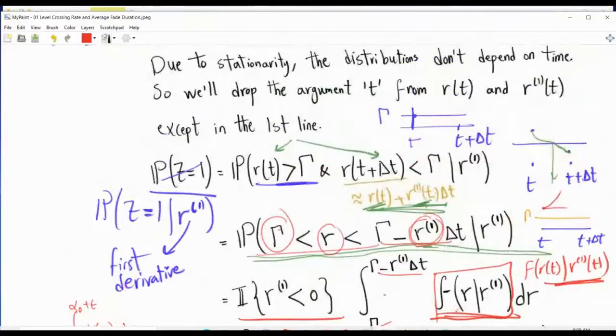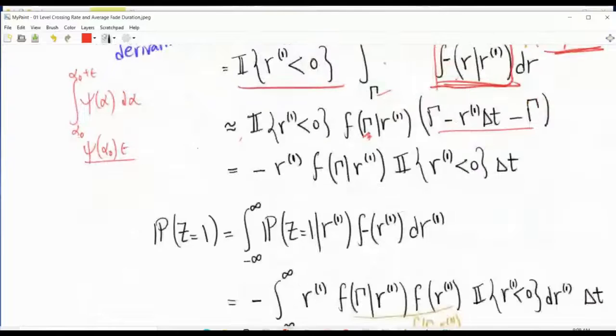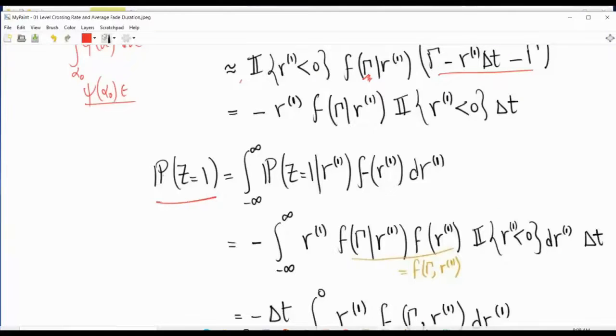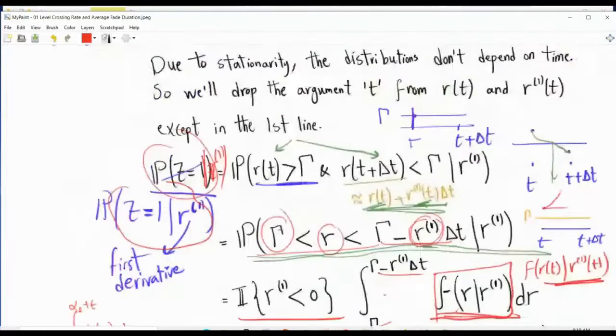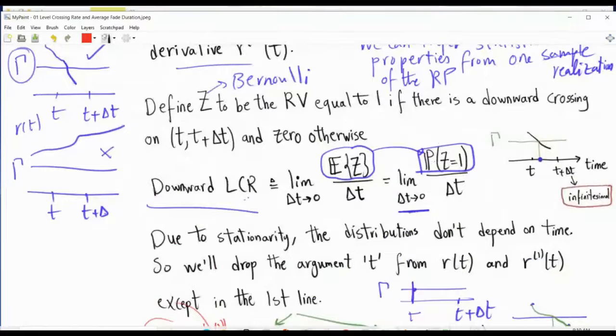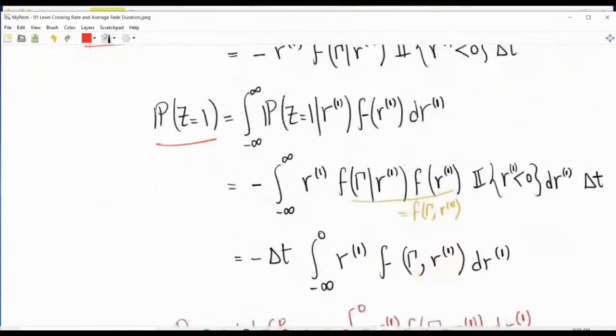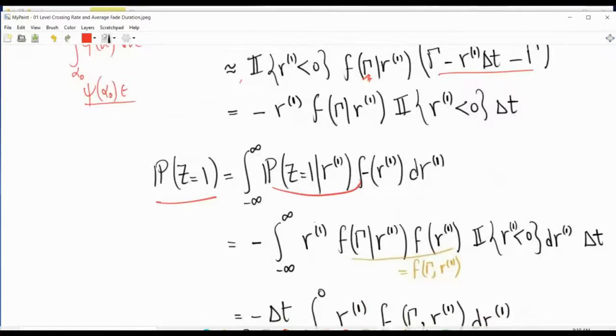So this is the conditional probability that you have a downward crossing given the first derivative. But the first derivative itself is a random variable, so the probability that z is equal to 1, the unconditional probability, is what is needed in the definition. The definition is: you take this probability, divide by delta t, and take the limit as delta t goes to 0. So you take the conditional, multiply by the PDF of the mean square derivative, and then integrate.